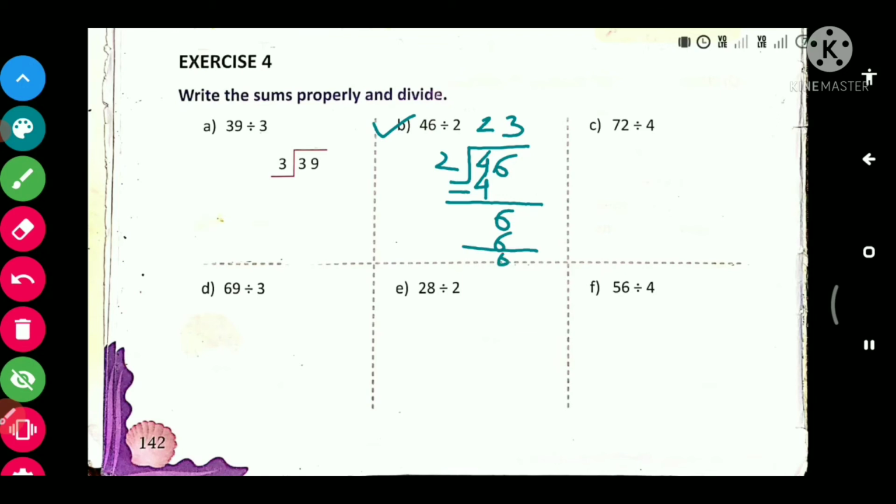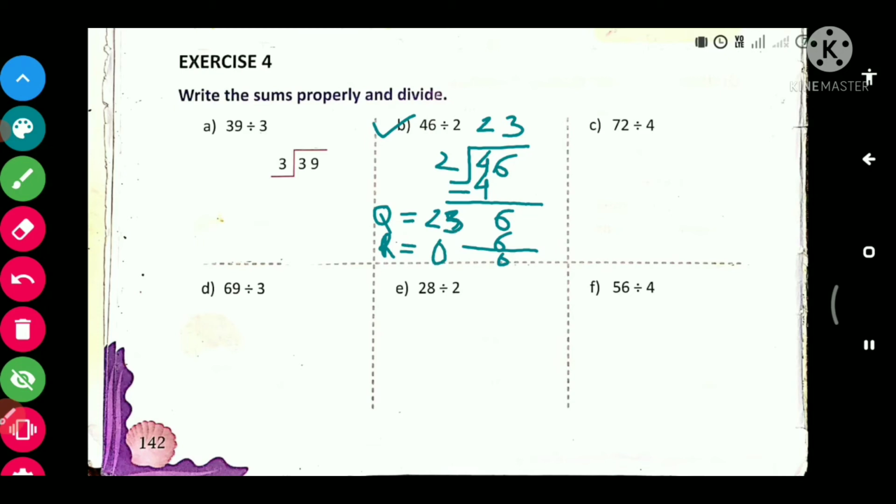So our answer is what? 0. Sorry, the remainder is what? 0. So the quotient is what? 23. And the remainder is what? 0.